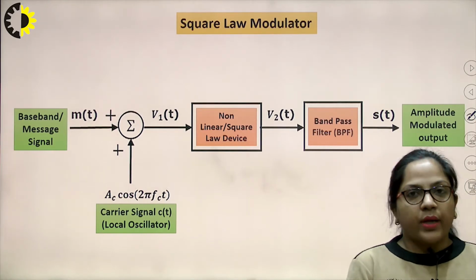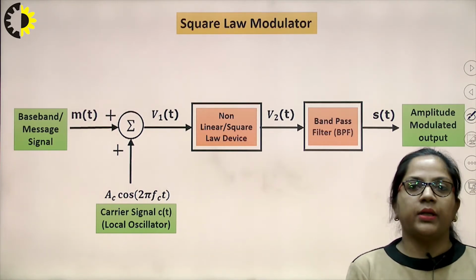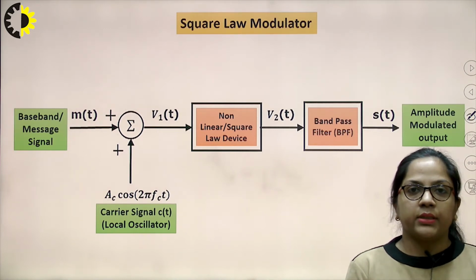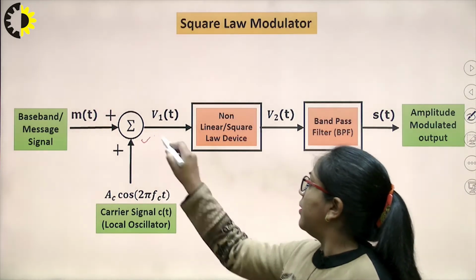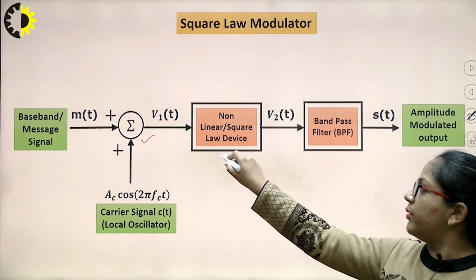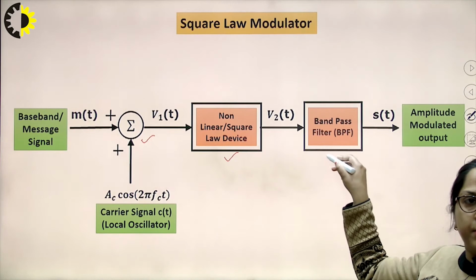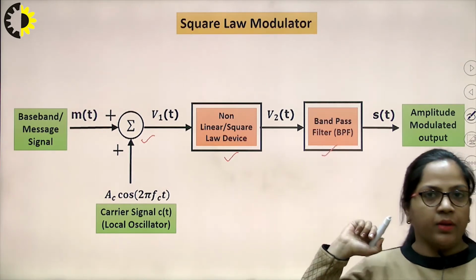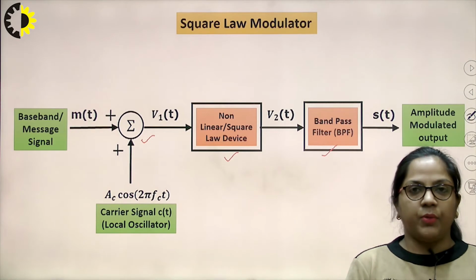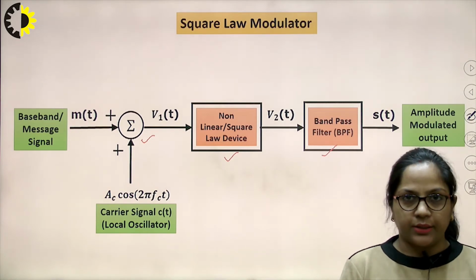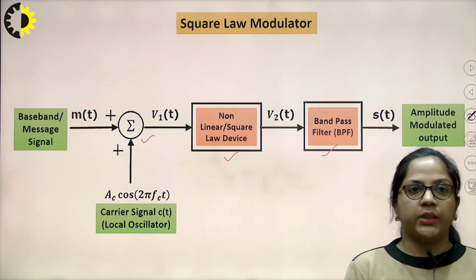What is a square law modulator? It is a device having three important components: an adder, a non-linear device or a square law device, and a bandpass filter. What is the main idea behind the generation of AM wave with the help of this square law modulator, or with the help of a non-linear device?